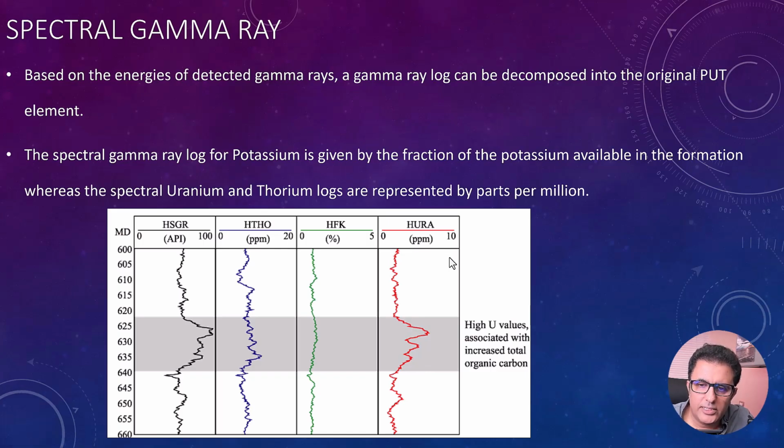Another thing that you may notice here is that for uranium the value is in parts per million. The same is true for thorium, but for potassium it is a percentage. The reason is that, as I said, in terms of quantity, uranium and thorium have the lowest abundance in nature compared to potassium, and that's why parts per million is used on this scale.